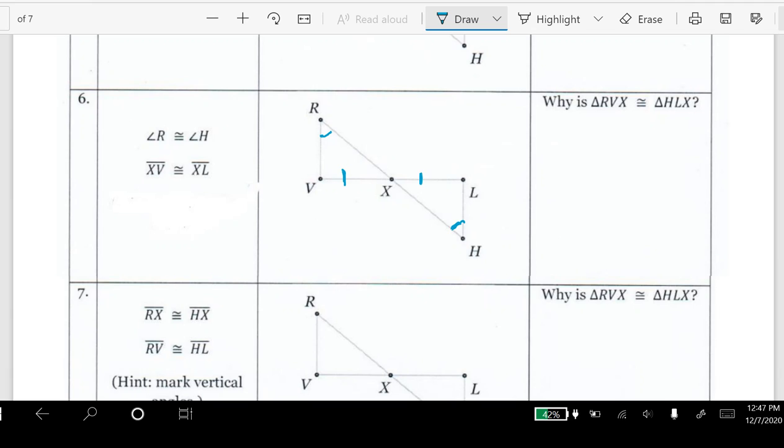So from the given, we don't have enough. But we do know that vertical angles are congruent. And again, that's something we can infer from a diagram. We do not need it to be given. So once we mark that, we have angle, angle, side.